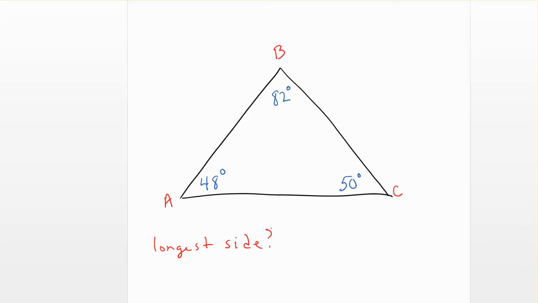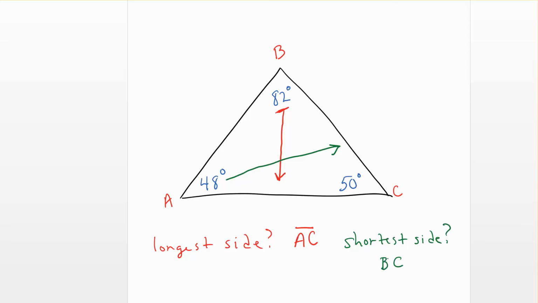So in this triangle, the biggest angle we have is 82 degrees. That's angle B. So the longest side of the triangle is opposite angle B. It's on the other side. In this case, AC is the side opposite the biggest angle. Therefore, it is the longest side. So what would the shortest side be? Well, we need to find the smallest angle. In this problem, the smallest angle of the three is 48 degrees. So the side opposite the smallest angle will be the shortest side. So for our triangle, it would be side BC. In other words, the bigger the angle on the other side, the longer the side is.